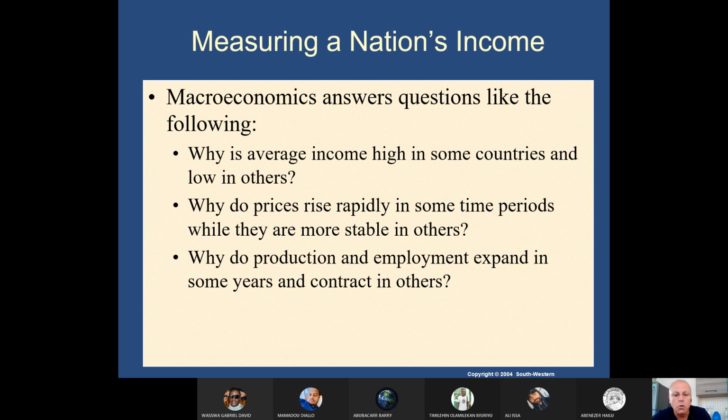Of course, why do production and employment expand in some years and contract in others? This is also a question because, as you understand, currently we are in the pandemic, and this is of course negatively affecting the economy because the consumption and the demand capacity is reduced.